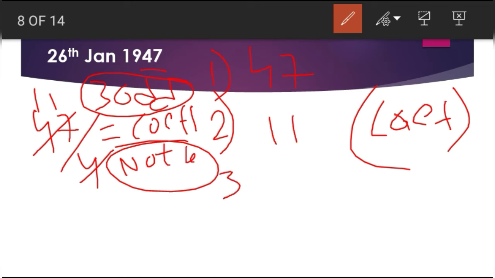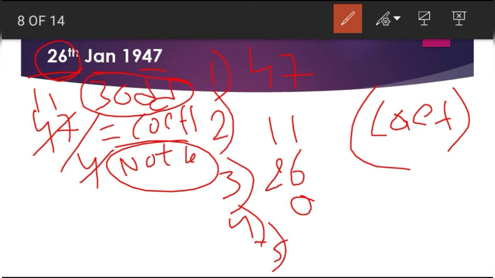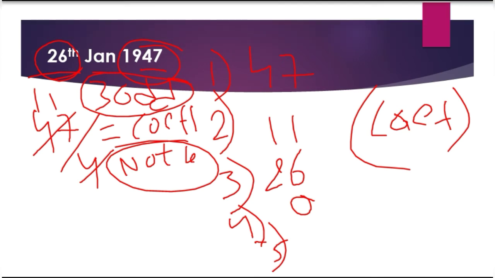Okay, next, take the day, that is 26. Now the fourth step, take the month. What is the value of January? We have remembered, right? For January it is 0. And for the fifth step, take the number of the year. 1947 falls on, okay, I will show you.